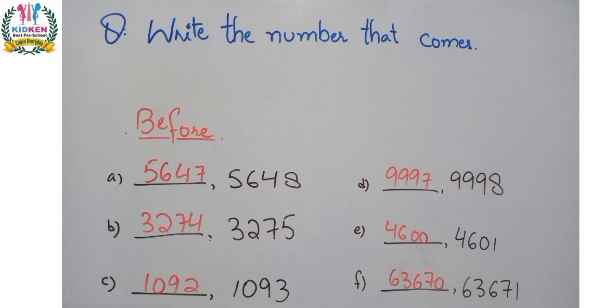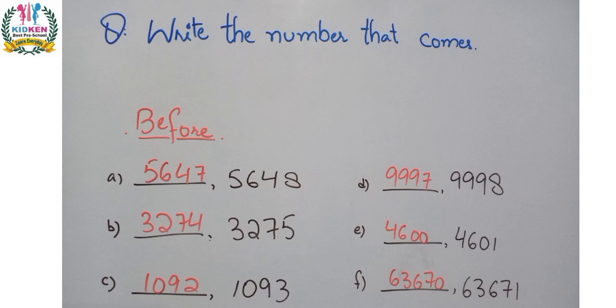Next part of this question: 3275. So simply we can subtract 1 from this. So we have the answer 3274. Part C is 1093. So simply we can write the number that comes before 1093. So we have the answer 1092.